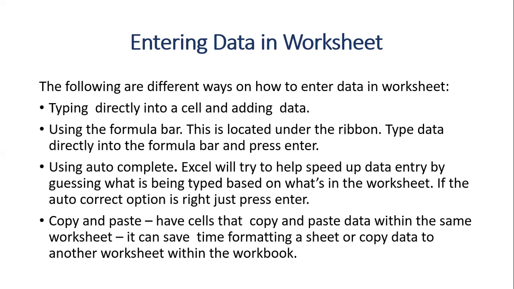The second way in which you can enter data is using the formula bar. The formula bar is located under the ribbon. Just type data directly into the formula bar and press enter to display it in the specific cell. The other way is using autocomplete. Sometimes Excel will try to help speed up data entry by guessing what is being typed based on what's in the worksheet. If the autocomplete option is right, just the way you want, you can just press enter and the data will be entered there.